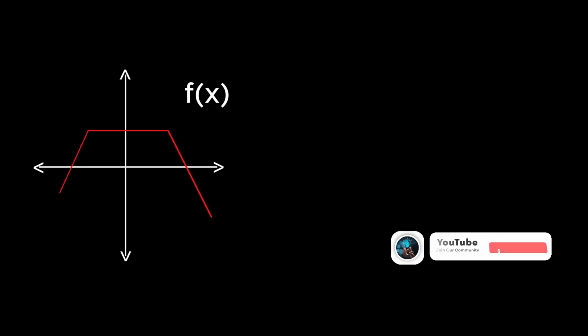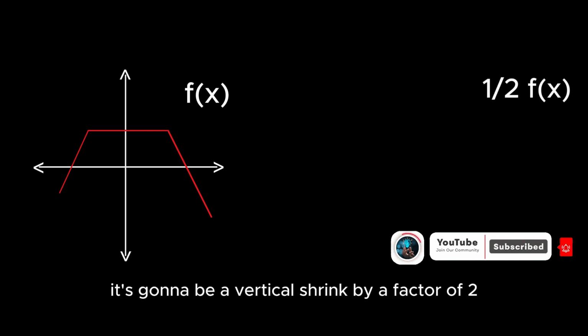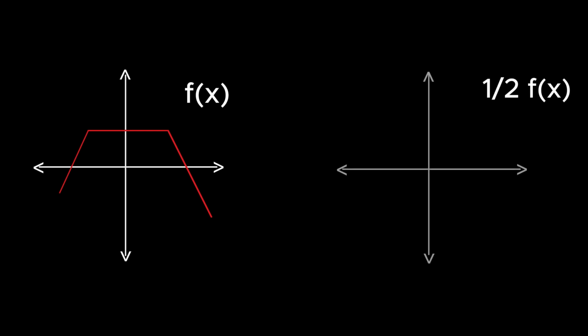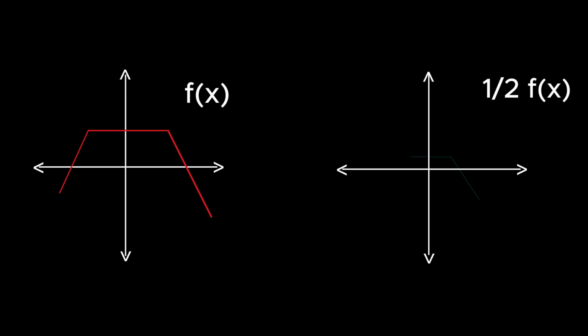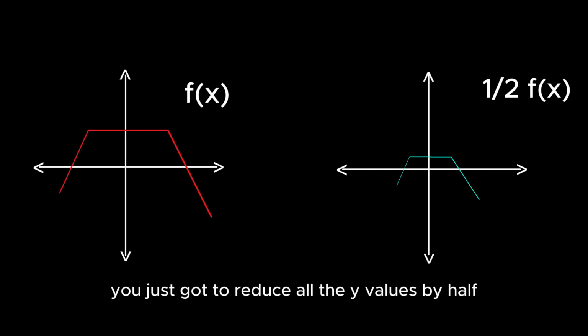Likewise, if you put a half in front of f of x, it's going to be a vertical shrink by a factor of 2. So all of the y values will be half of what they were. The x values will remain the same. You just have to reduce all the y values by half.